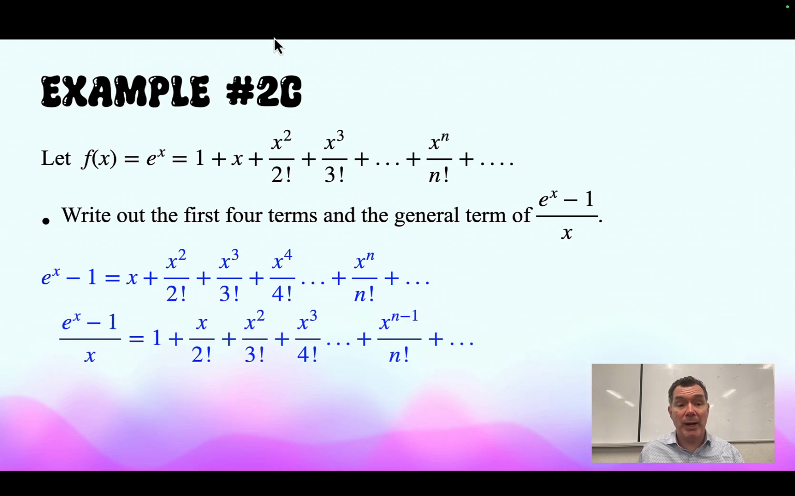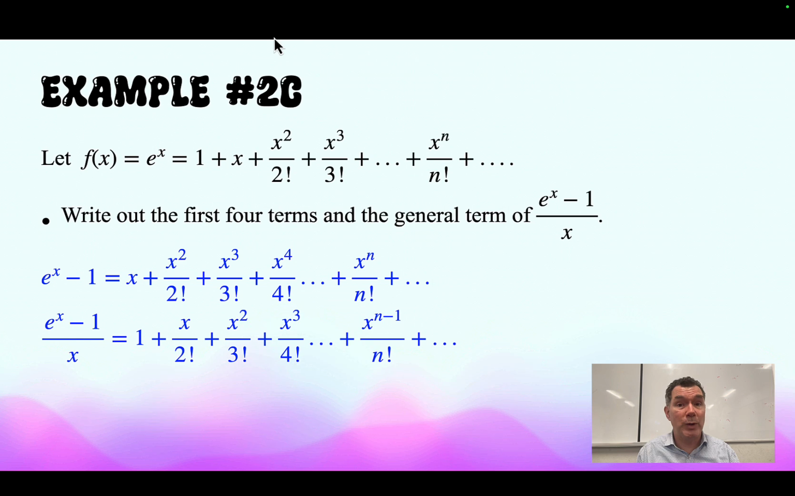So to divide by x now is kind of similar to when we were multiplying it by x, but instead of raising the exponent of x by 1, we are now lowering the exponent of x by 1. So x squared over 2 factorial just becomes x over 2 factorial. x cubed over 3 factorial becomes x squared over 3 factorial. And in general, x to the n over n factorial becomes x to the n minus 1 over n factorial. So that's what that looks like.